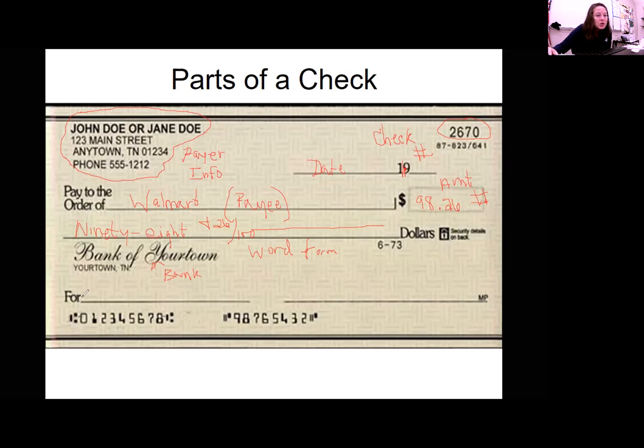Now the 4, this is your memo. What did we buy at Walmart? We said we bought groceries. And then last, this is your signature. So you're just going to sign your check. And I just forged John Doe's signature. So that's your signature.